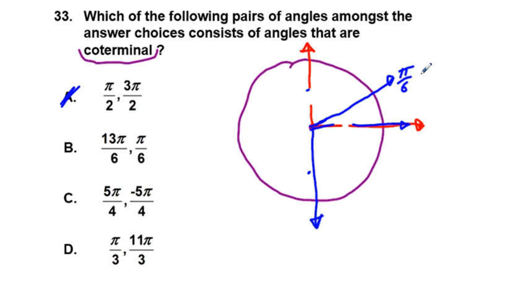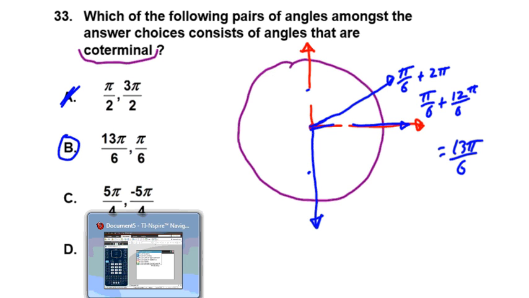Well, I know that if I add 2 pi to pi over 6, that would be the same as pi over 6 plus 12 pi over 6, and pi over 6 plus 12 pi over 6 is equal to 13 pi over 6. So these angles are equivalent. And if you're not as sure as I am about that, you can go to your calculator.